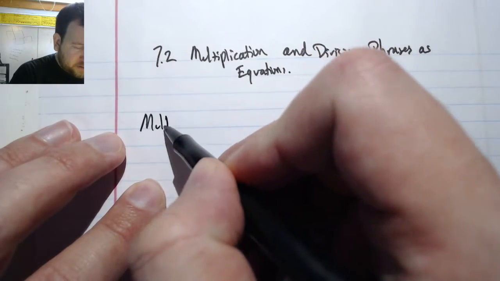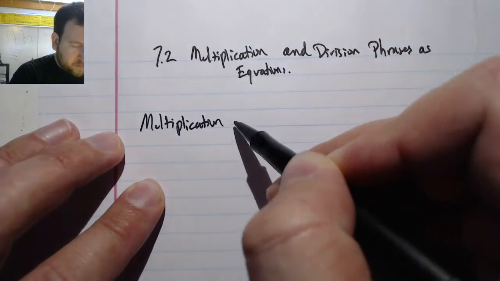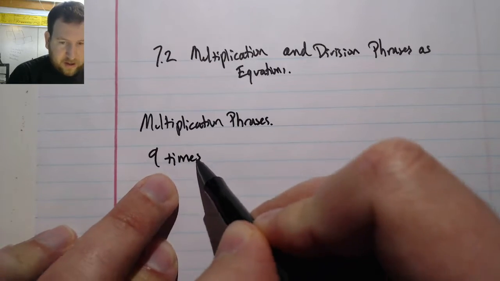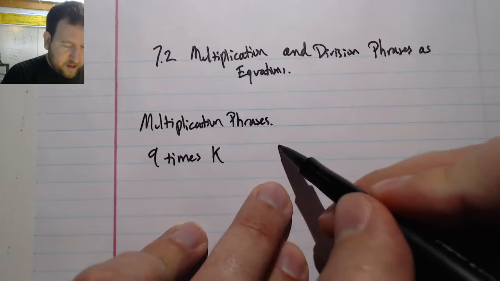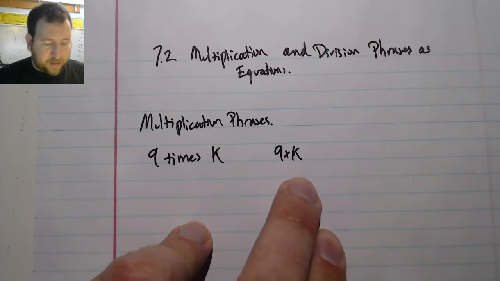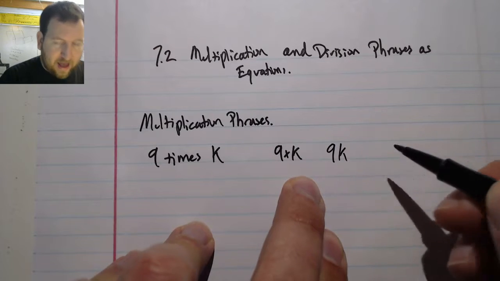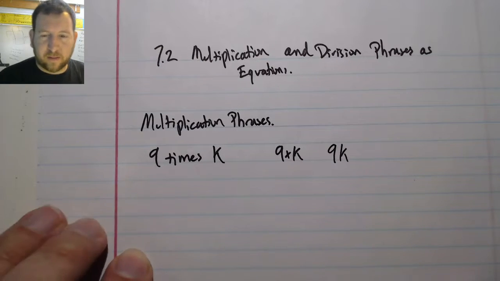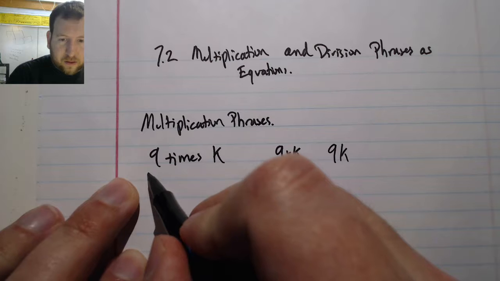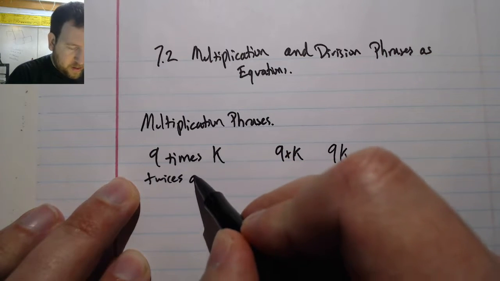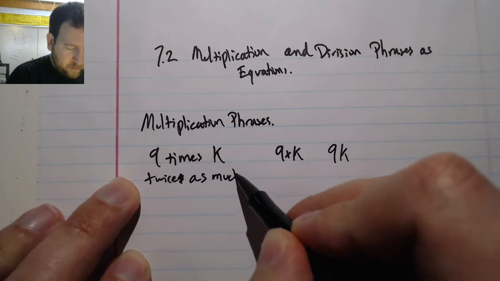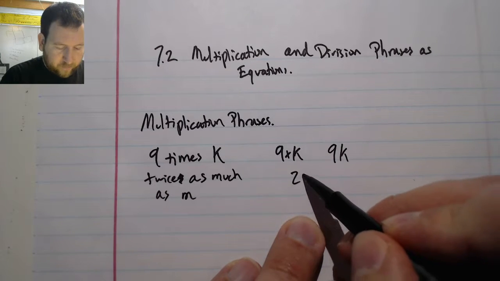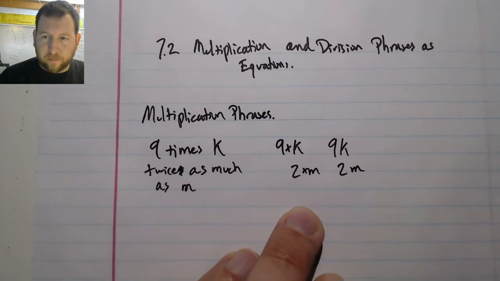So we have our multiplication phrases. And for here we have 9 times k. And we can write this as 9 times k, or way more commonly, we're going to see this written as 9k, because we don't really write a multiplication when we just have a variable times a number. We could see something like twice as much as m, and that would just be 2 times m, or 2m in this case.